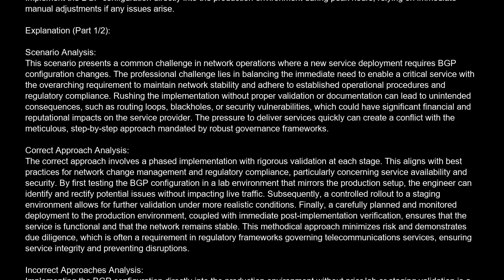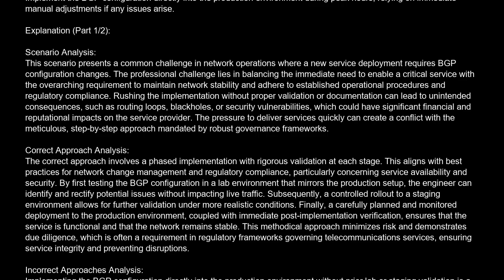Correct approach analysis. The correct approach involves a phased implementation with rigorous validation at each stage. This aligns with best practices for network change management and regulatory compliance, particularly concerning service availability and security. By first testing the BGP configuration in a lab environment that mirrors the production setup, the engineer can identify and rectify potential issues without impacting live traffic.